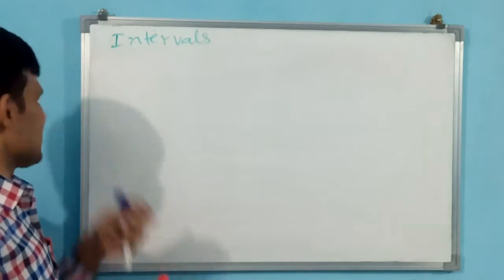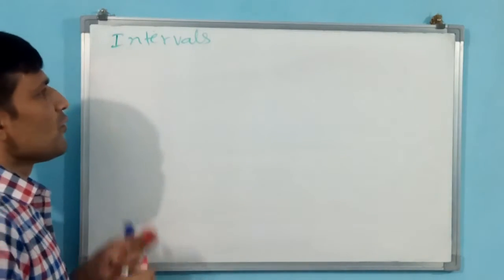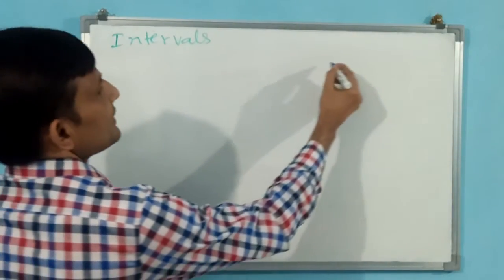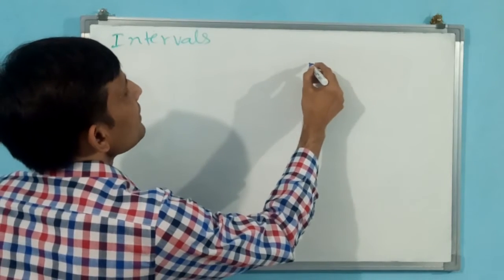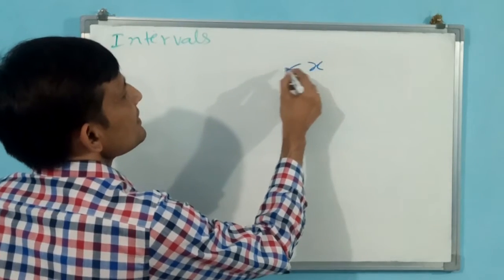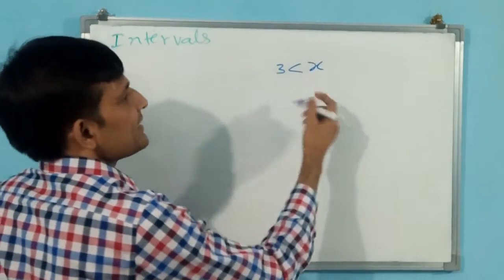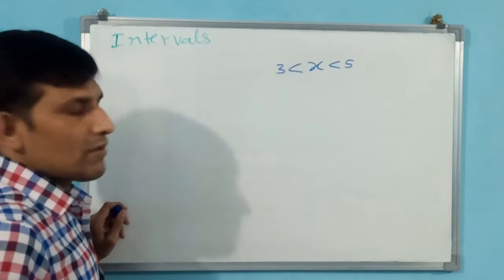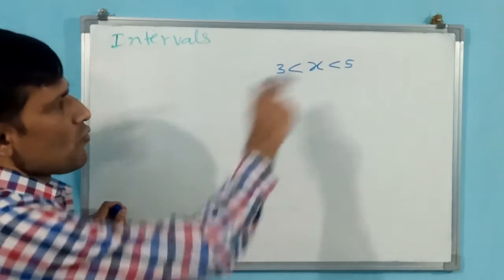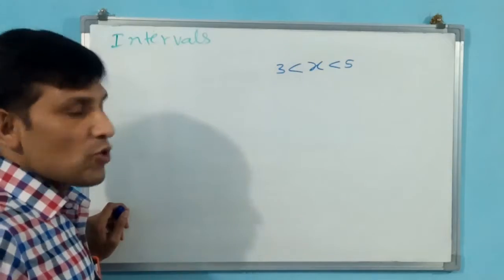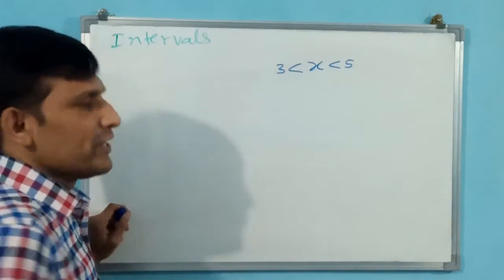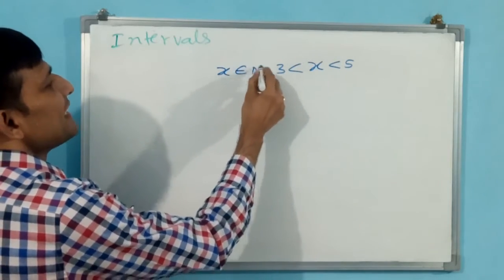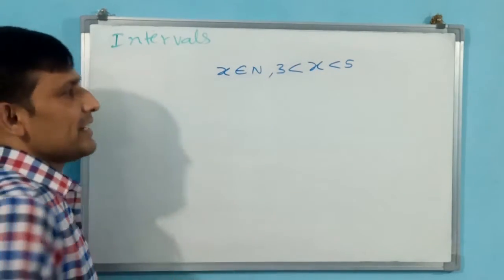Okay, let us understand from simple to complex. First we go the simple way. Here I am writing one simple statement. Say x is greater than 3, less than 5. How are you going to represent this? You don't know what x is. Then only you are going to write, I am giving here x belongs to N, natural numbers. Then you are able to write.